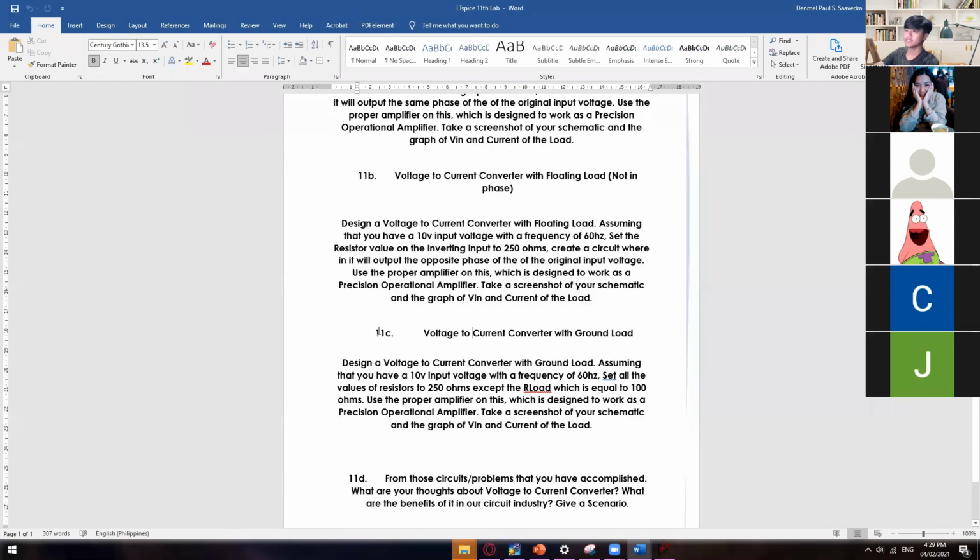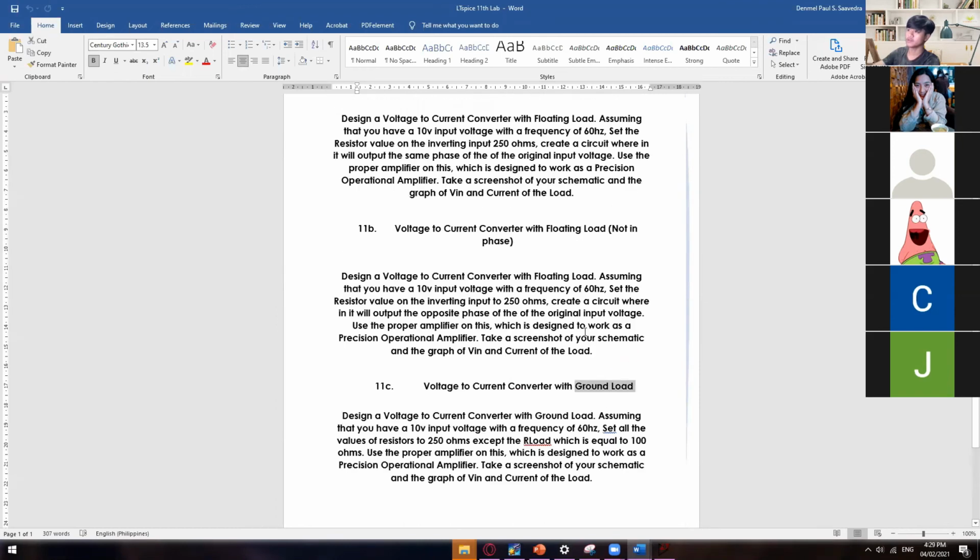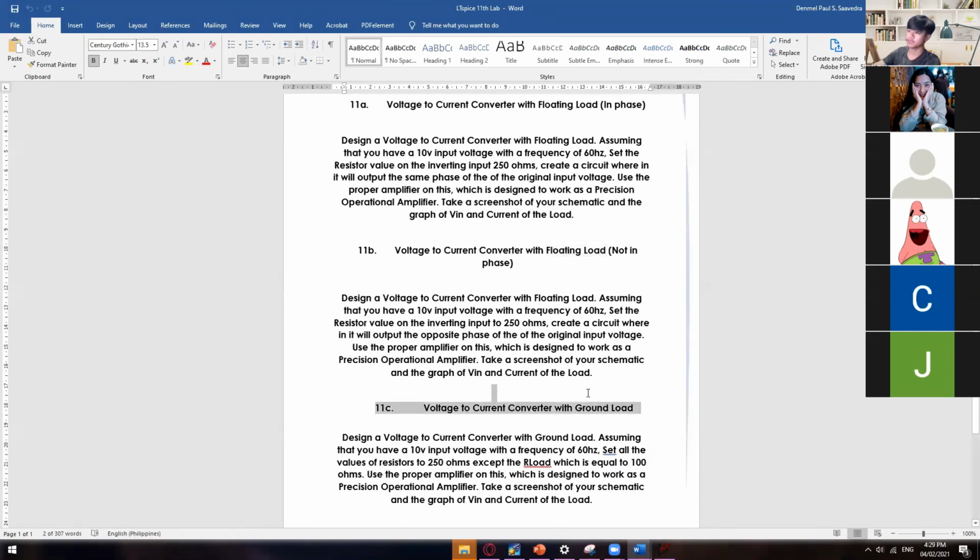And then for the second to the last, we have here a voltage to current converter with ground load. So if we have floating load, we also have ground load. So what is this ground load? I would like you guys to search on the internet what is the schematic of this voltage to current converter with ground load. So basically the same. We have 10 volts input, 60 hertz frequency, and then it's just that in here you have to set all of the values of the resistors to 250 ohms, except the R load, which is equal to 100. So everything is 250, and then R load is equal to 100 ohms.